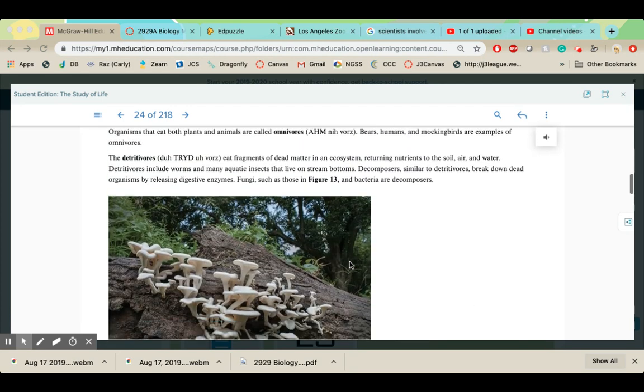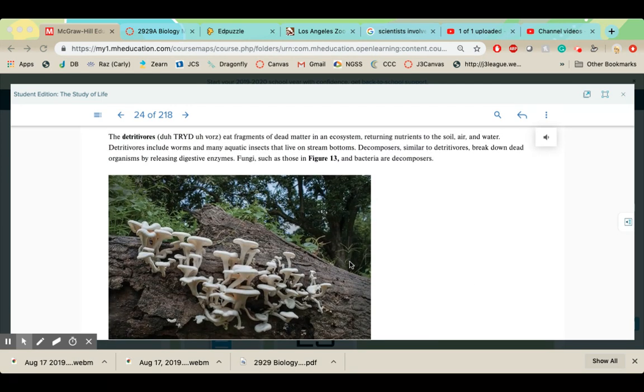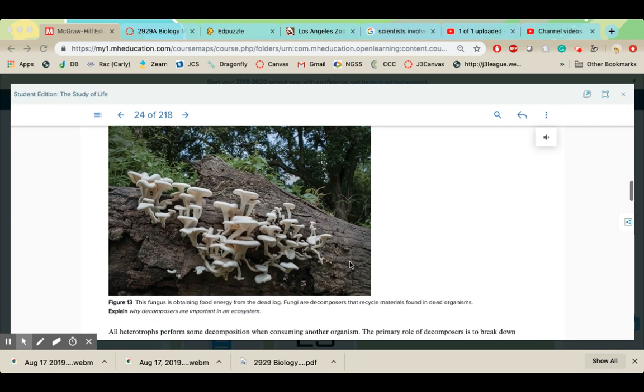Another type of heterotroph is a detritivore. Detritivores basically eat things that are already dead in an ecosystem. So what's the difference between a detritivore that eats dead things and a carnivore? They're also eating dead things. Well, detritivores are like fungus, where they didn't go out and kill the animal or directly kill a tree in order to eat it. It was already dead usually, and they just come and live on it and break it down and decompose it.